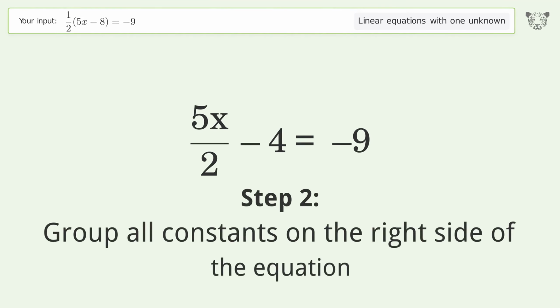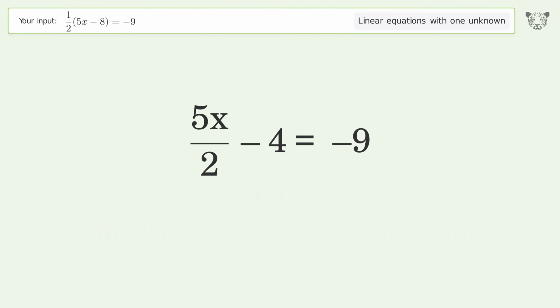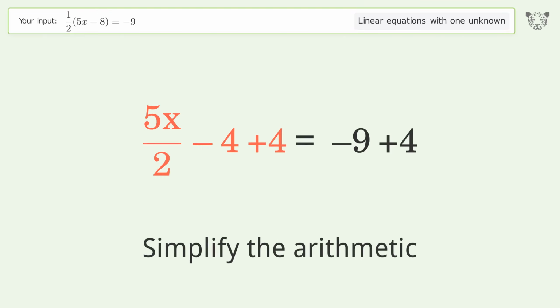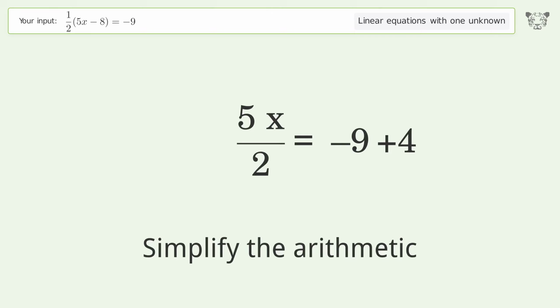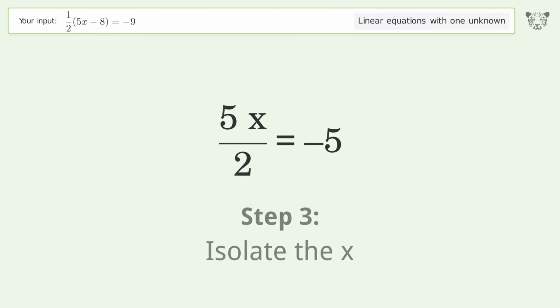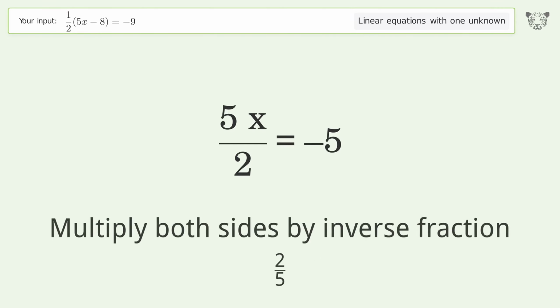Group all constants on the right side of the equation. Add 4 to both sides. Simplify the arithmetic. Isolate the x. Multiply both sides by inverse fraction 2/5.